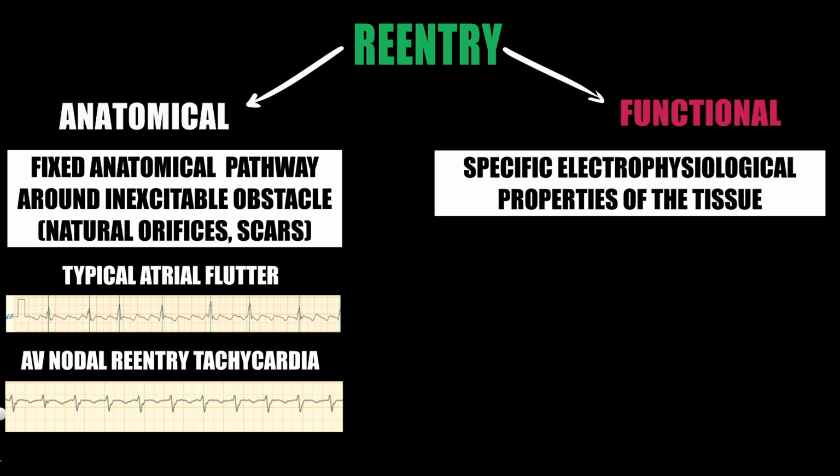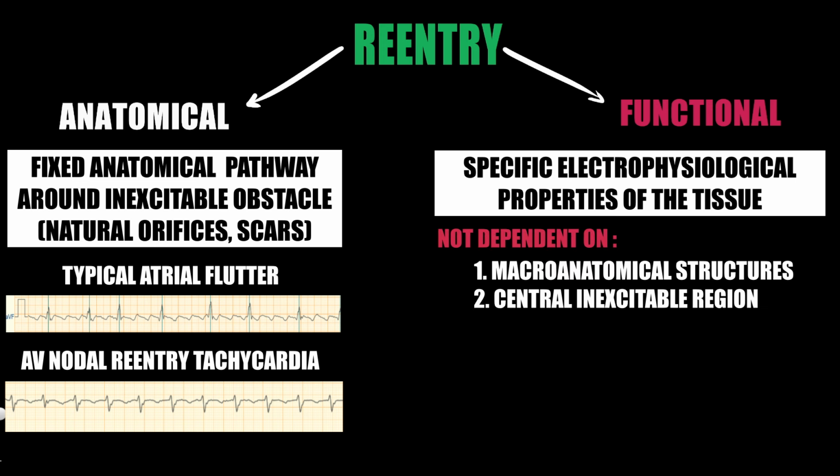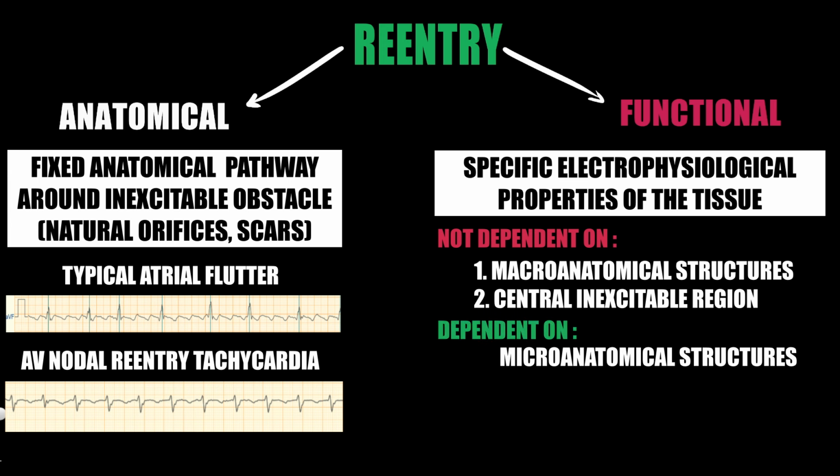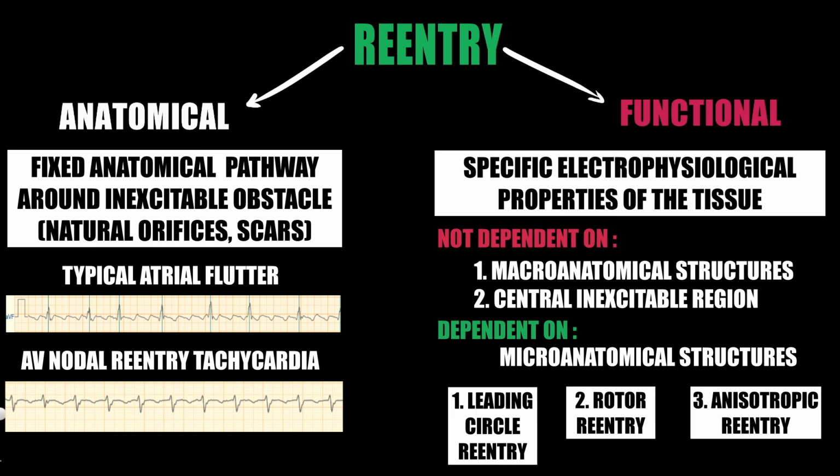Reentry circuits can be also functional, formed because of specific electrophysiological properties of myocardial cells. This type of circuits is not dependent on the macroanatomical structures and central unexcitable region, but they are dependent on microanatomical structures such as gap junctional distribution and conduction anisotropy. There are three types of functional reentry: leading circle reentry, rotor reentry, and anisotropic reentry.